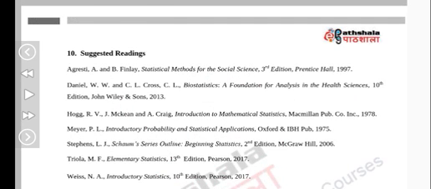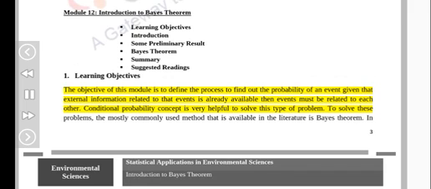The objective of this module is to define the process to find out the probability of an event given that external information related to that event is already available, so the events must be related to each other. The concept of conditional probability is very helpful to solve this type of problem. To solve these problems, the most commonly used method available in the literature is Bayes' theorem.